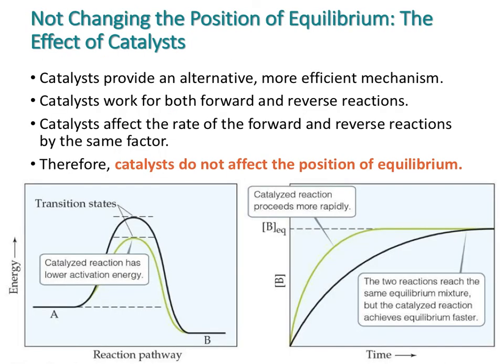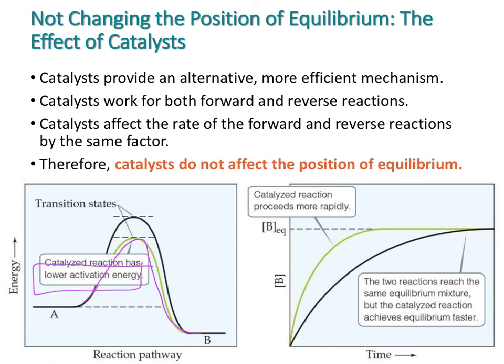And then finally, we have catalysts. How do these affect the position of equilibrium? If you remember from the kinetics chapter, catalysts speed up reactions. They do not participate in the reaction. They come out of the reaction exactly as they came in, but they do increase the rate by lowering the activation energy. So they lower the activation energy and make it go faster overall.